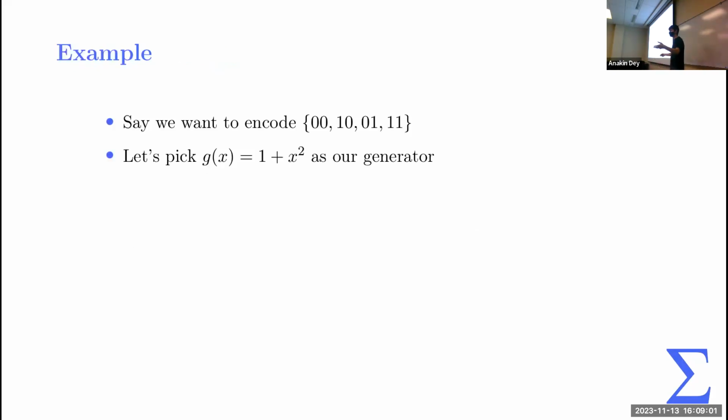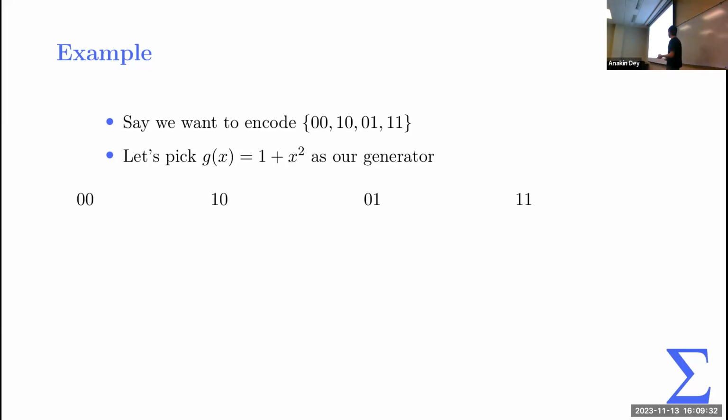So for an example of this, we're going to take all binary strings that go up to a length of 2, and we're going to encode all of these. And I arbitrarily picked 1 plus x squared as a generator polynomial. So our first step for encoding these, we write them all out, and then we convert them to polynomials.